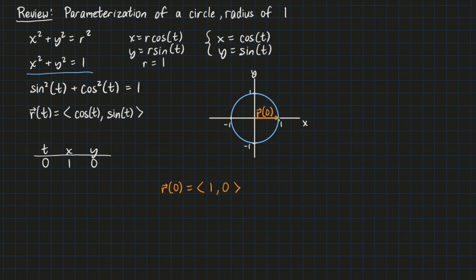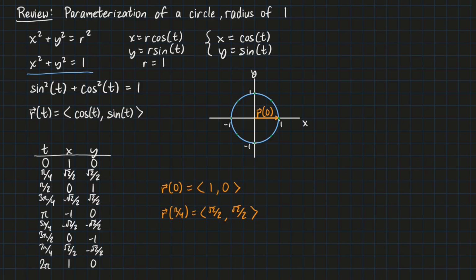If we try t equals pi over 4, r of pi over 4 equals cosine of pi over 4, which is square root of 2 over 2, and sine of pi over 4, which is also square root of 2 over 2. So the point the vector r of pi over 4 points to is here. So we can keep increasing values of t, and once we get to t equals 2 pi, we would have revolved around the circle once. And as values for t increase, points keep going counterclockwise around the circle.